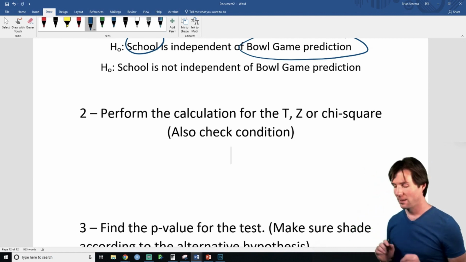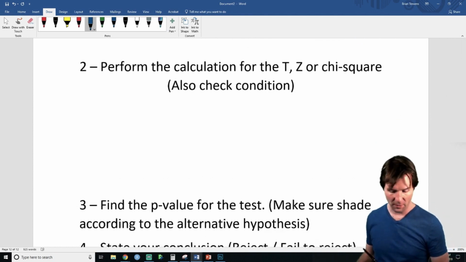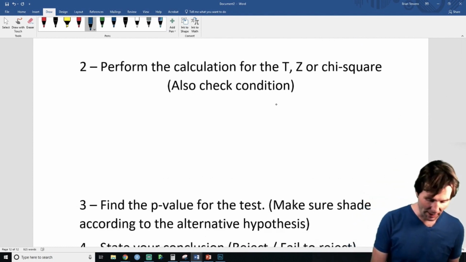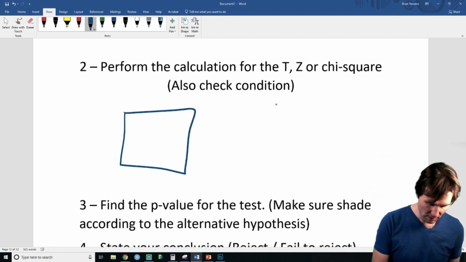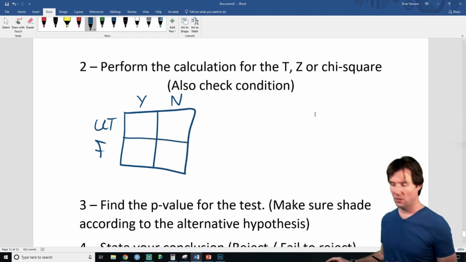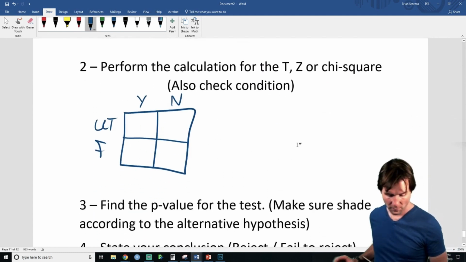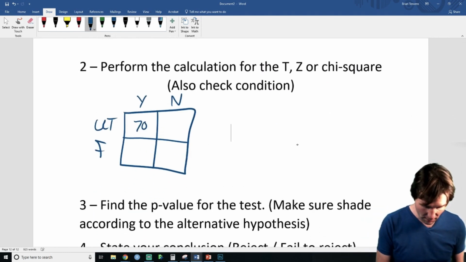This one's complicated. So what do we need for this? We need to draw this out. What we would get on the test is something similar to this. We would have UT, and we'd have Florida. We would have yes, and we would have no. How many UT students did I say said we'd go to a bowl game? 70 and 30. Then we have 50 and 50.